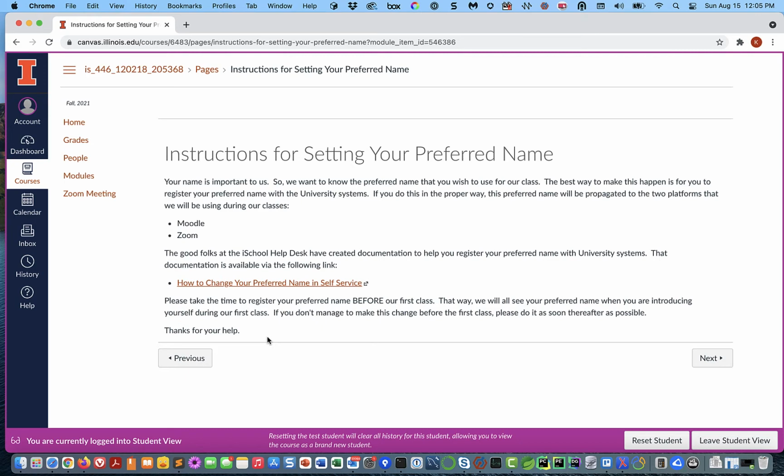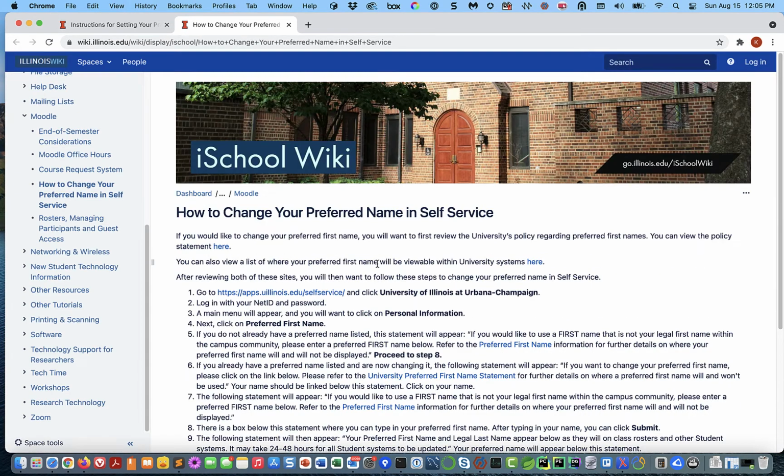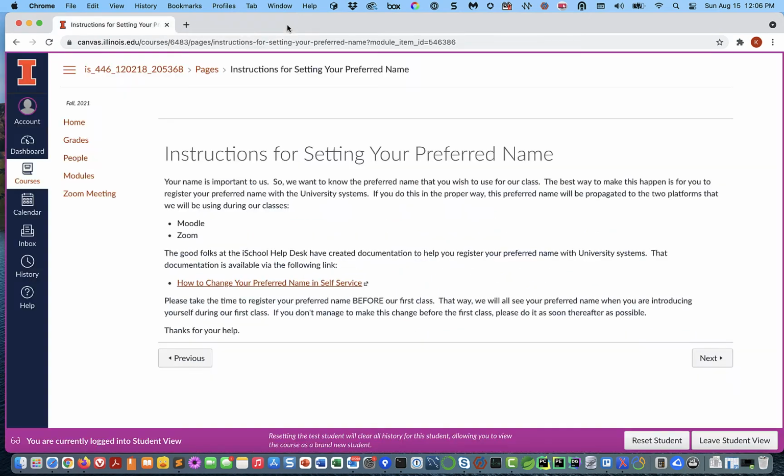So I have a link here to a help article that was created by the iSchool Help Desk on how to change your name in university systems so we can call you what you prefer to be called. Okay, so that's what that is. That's something I'd like you to get done before the first time we meet in class, so we can begin to call you what you prefer to be called right away.